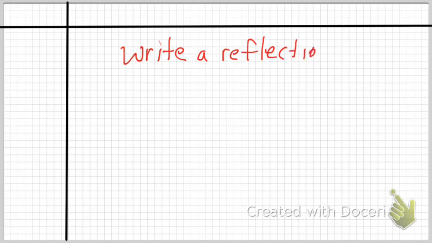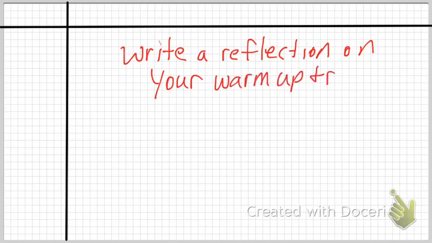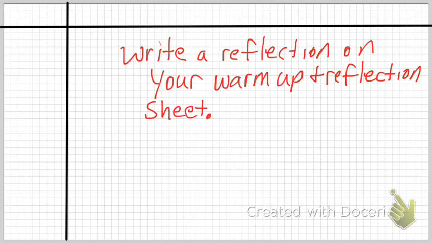Alright, so whenever you actually end up finishing these notes, what I want you to do is write your reflection on your warm-up and reflection sheet. So write a short reflection on your warm-up and reflection sheet. Also, I know that we have a short week, but go ahead and do your homework, all of the homeworks for this week as well, and make sure that those get turned in by Friday.